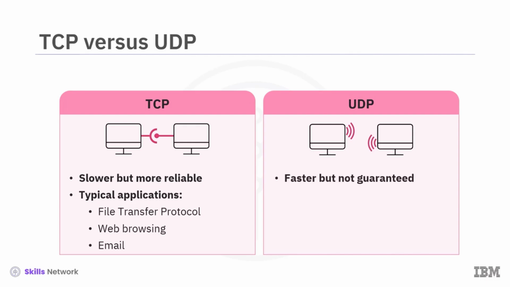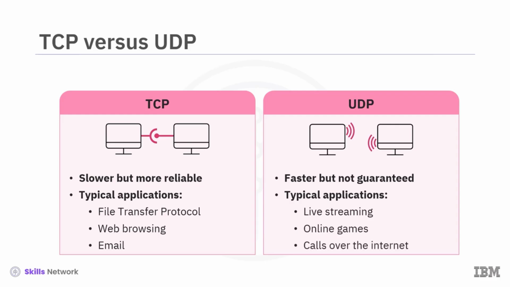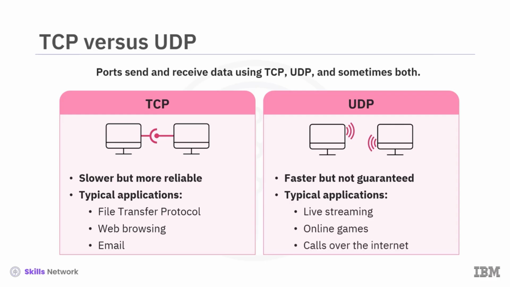UDP doesn't guarantee that all packets will arrive, but it's fast and requires fewer resources. Typical applications include live streaming, online gaming, and calls over the Internet. Ports send and receive data using TCP, UDP, and sometimes both.